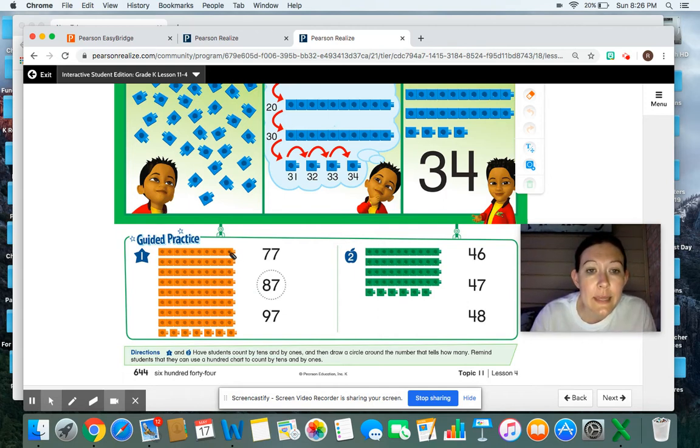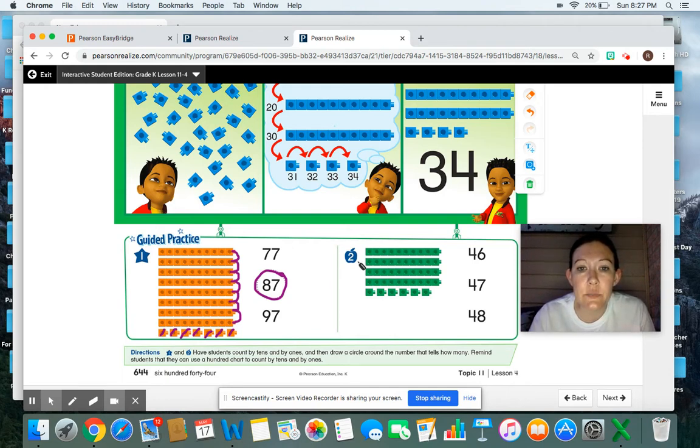Here we go. 10, 20, 30, 40, 50, 60, 70, 80, 81, 82, 83, 84, 85, 86, 87. There are 87 cubes in all. Do you see how much faster that was to count those groups by tens?